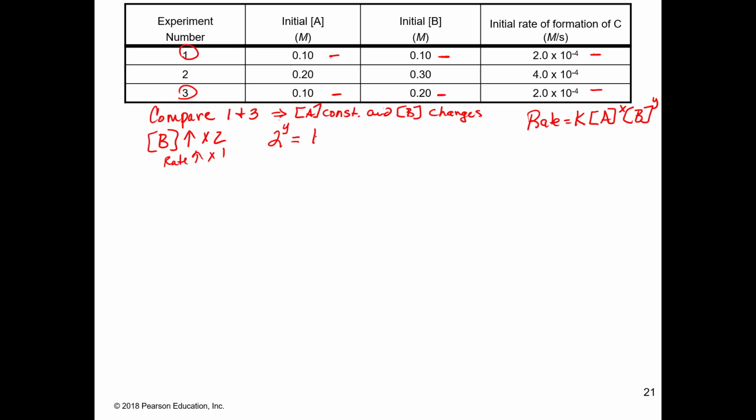So 2 to the y equals 1. And I know, if you recall, I was telling you x to the 0 is equal to 1, x to the 1 equals x, etc. So 2 to the y equals 1, so y must equal 0, because 2 to the 0 equals 1. With me? And I'm doing that because I know what these are, so I don't have to do a lot of math to figure that out. Therefore, B is zero order.